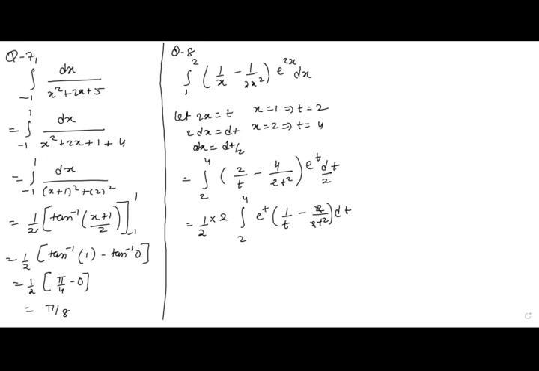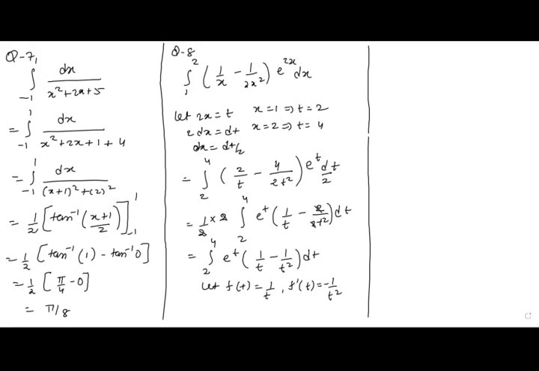I can cancel this 2 with this 2 also. So I am left with e raised to t bracket 1 by t minus 1 by t square dt. So if I assume f of t as 1 by t, my f dash of t will be minus 1 by t square. So this integration is of the form e raised to t bracket f of t plus f dash of t dt, whose answer is e raised to t f of t.